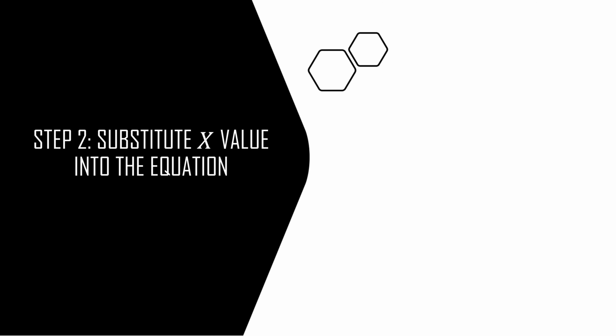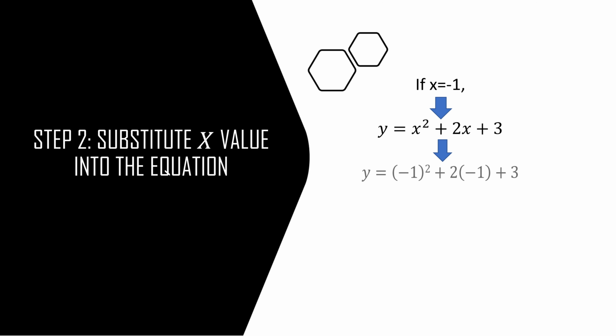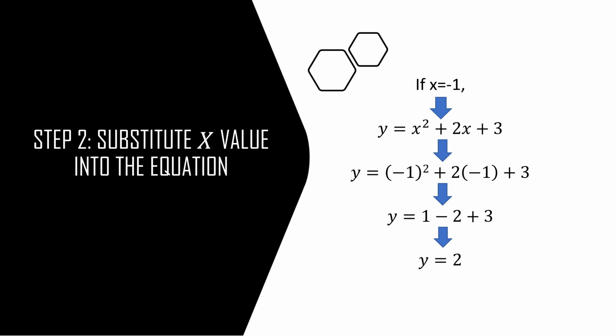Okay guys, now step 2 will be substituting the x value into the equation. If x equals -1, then substitute -1 for x. So now all the x will be -1. As you all can see, x squared has become (-1) squared and 2x has become 2 in brackets -1. This is what it is. Now we can solve the equation as everything is in whole numbers. Once solved, we will get y equals 2.